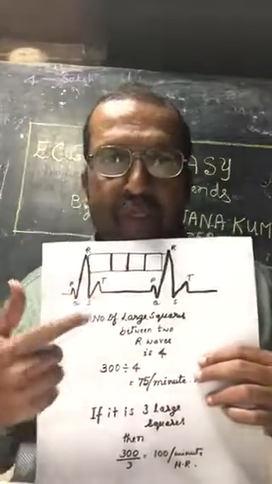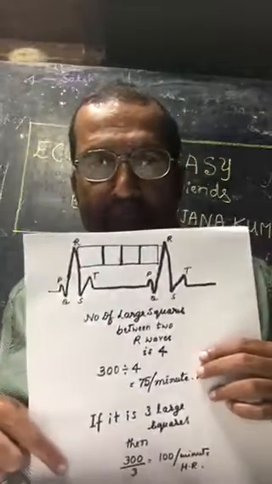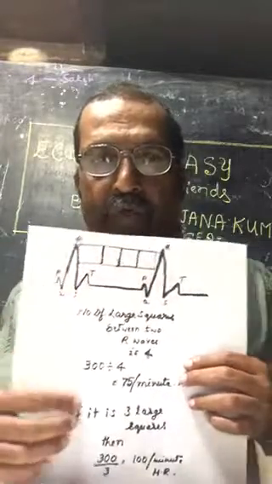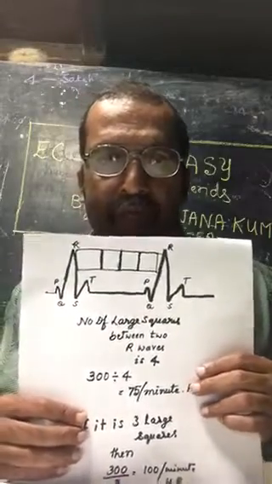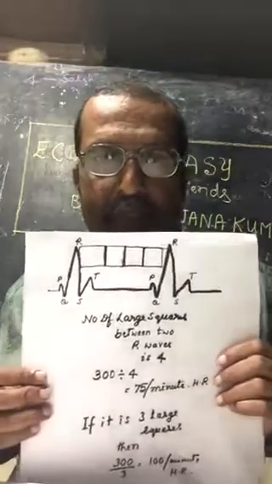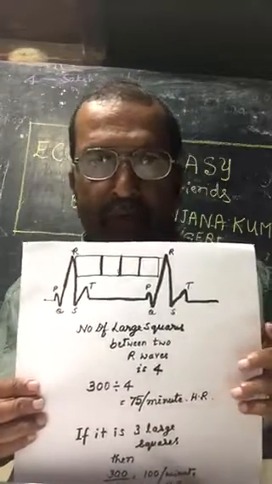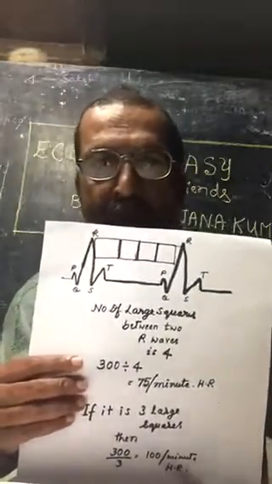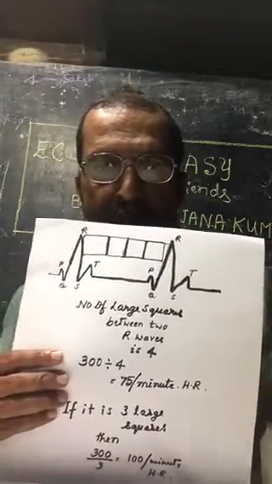If there are only 3, then it is 100 per minute. If there are 5, it's 60 per minute. The distance between two R waves should always be normal, equal. If it is not equal, then we say the rhythm of the heart is not normal. This is very important. When you put the cardiac monitor, always you should see whether the distance between the R waves is normal or not.